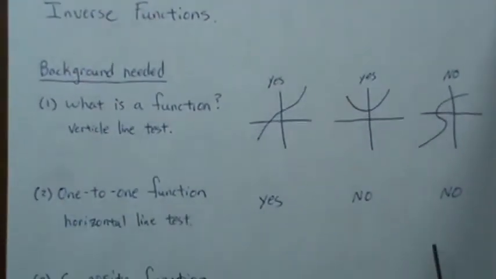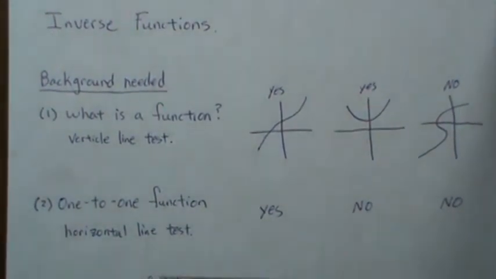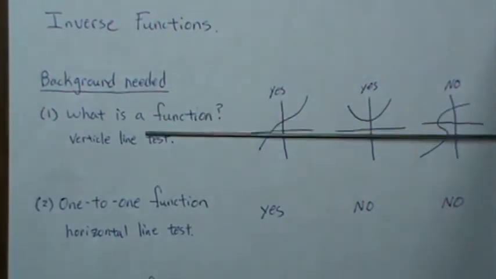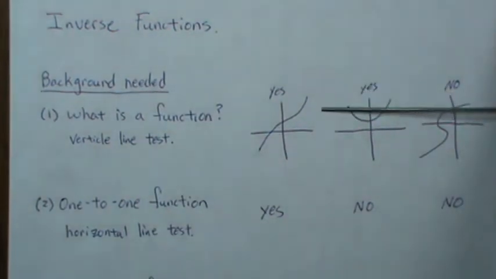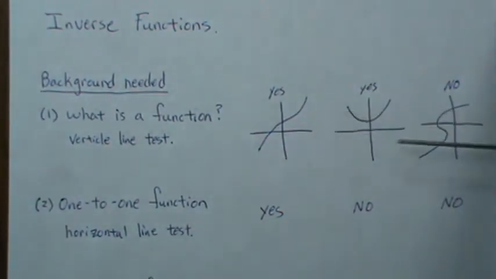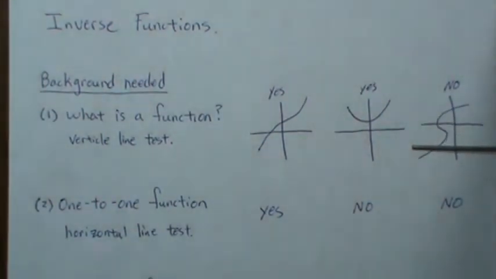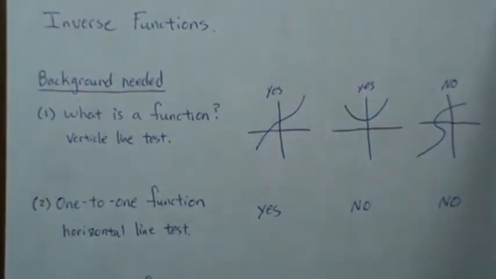Okay. The next background function is one-to-one, and that's the horizontal test. If a horizontal line only touches the graph at one spot, then it's one-to-one. Here it touches twice. Now this graph, notice that it only touches one time. So why is that not a one-to-one function? Well, it's not a function to begin with, so it can't be a one-to-one function. And so the only one-to-one function is here.